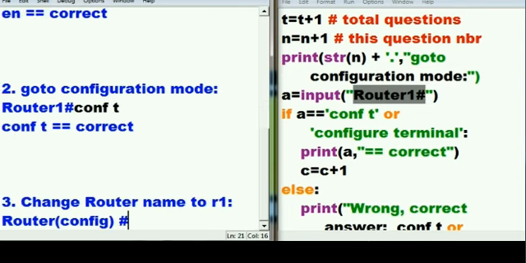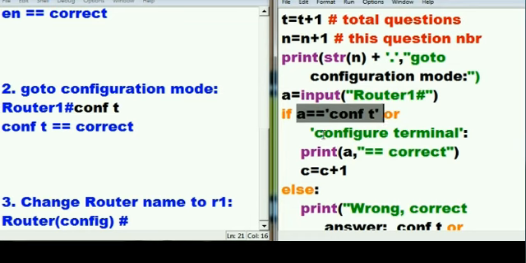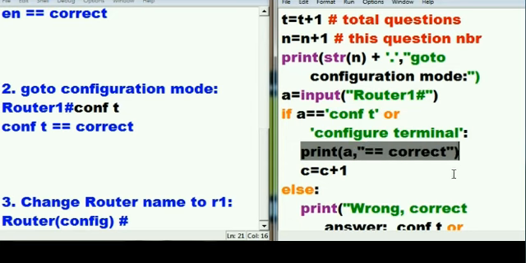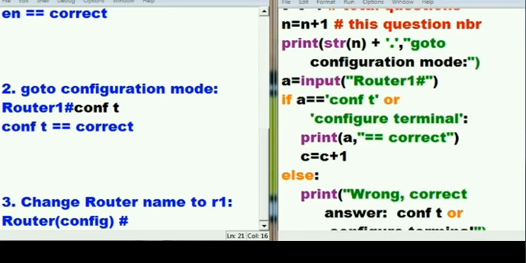I hit enter. It assigns it to A, and if A equals conf T or configure terminal, then print whatever I keyed in equals correct. Then it increments the value of C, the number of correct answers. It's pretty much what you've seen already. Let's just continue on with the test questions right now. I'll pin the code for this program into the comments section.